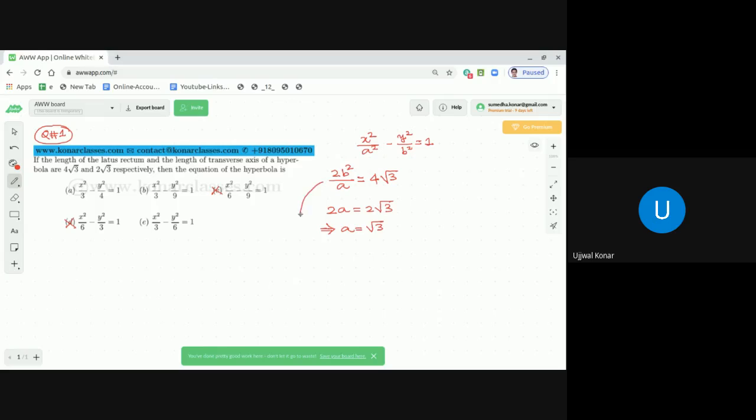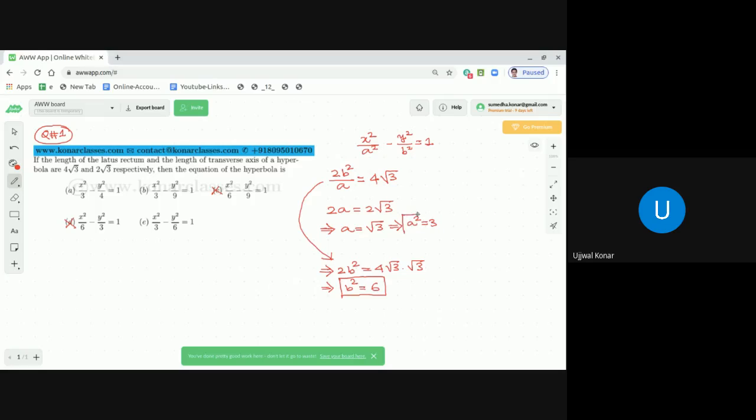Now let's proceed further. So we get a is equal to root 3. Then from here, 2b square is equal to 4 root 3 into a. That means 4 into root 3 into root 3, so that implies b square is equal to 3 into 2, that is 6. b square equal to 6 we got. And as a is equal to root 3, a square is equal to 3.